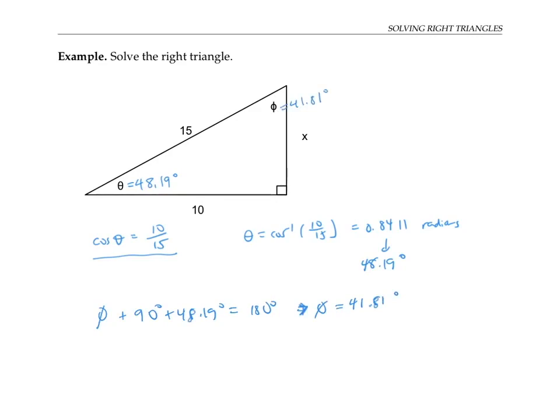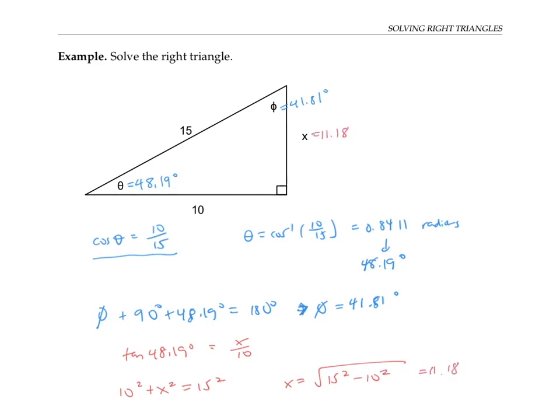Finally, we can find x either using a trig function or by using the Pythagorean theorem. To find it using a trig function, we could write down something like tan of 48.19 degrees is x over 10. To find it using the Pythagorean theorem, we'd write down 10 squared plus x squared equals 15 squared. I'll use the Pythagorean theorem to find x by doing the square root of 15 squared minus 10 squared. That gives me an answer of 11.18.